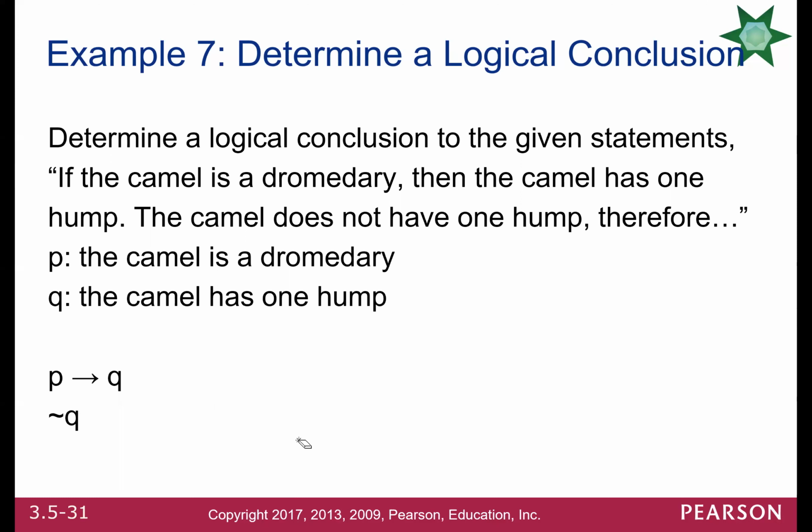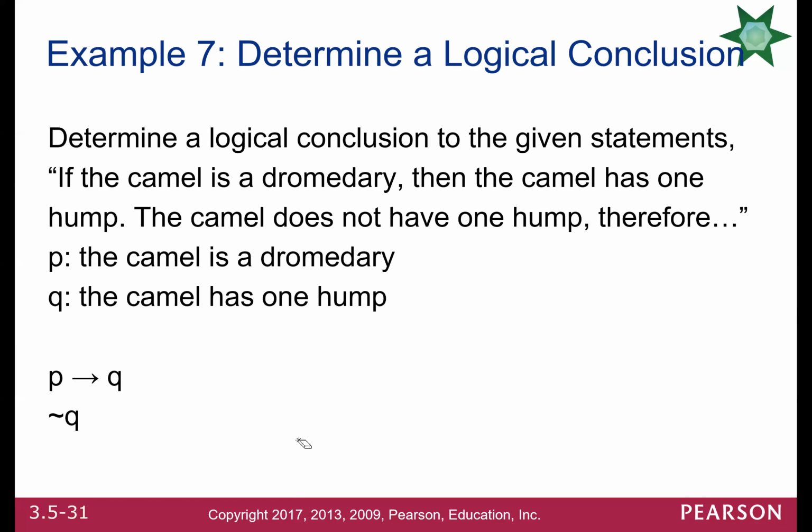We have the statement, if the camel is a dromedary, then the camel has 1 hump. The camel does not have 1 hump. Therefore, what's our conclusion? So our 2 statements are going to be, statement P is going to be, the camel is a dromedary. And statement 2 would be that the camel has 1 hump. Those are the 2 statements we have in this example that we can assign a truth value to.